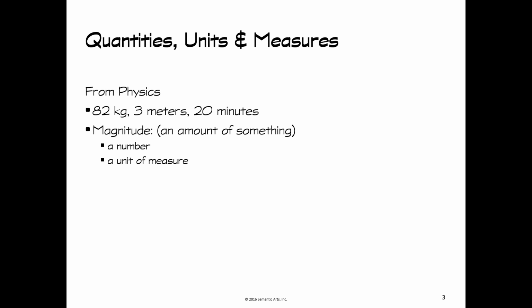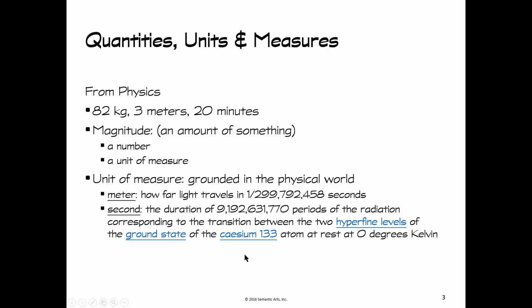Okay, so we have things like 82 kilograms, 3 meters, 20 minutes, and in GIST we call that a magnitude. And there's basically two pieces. There's the number, and then there's the unit of measure. What is the kind of thing the number adds up to? So the units of measure are grounded in the physical world. For example, a meter is how far light travels in a tiny little fraction of a second. And a second itself is a rather large number of periods of the radiation corresponding to the cesium atom, at 0 degrees Kelvin. So they try to ground these things in the physical world.